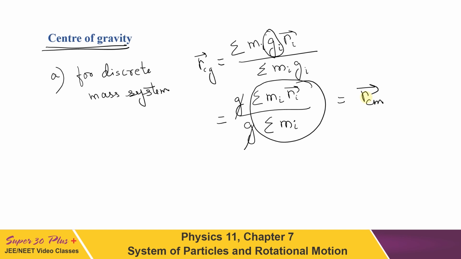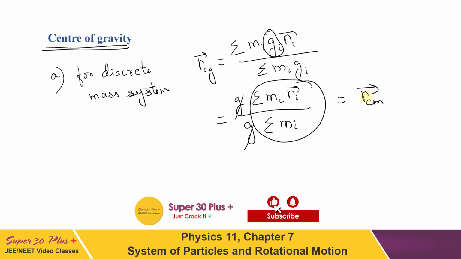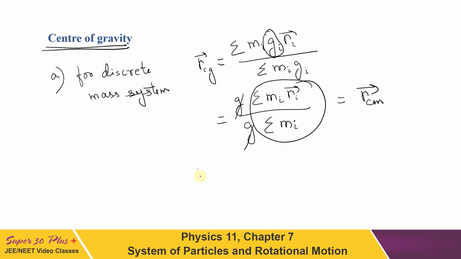But what if the body is very large, if it is very huge like a big mountain or a glacier or an ocean? For those bodies, for very large bodies, we cannot take g to be constant all over the body, and then for those bodies R_CG cannot be equal to R_CM.